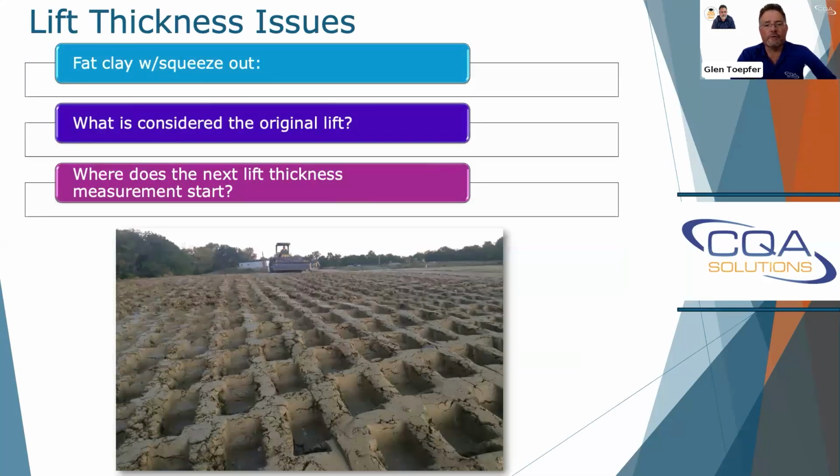Lift thickness, some other issues to think about. Fat clay with squeeze out here. What is considered the original lift? Where does the next lift measurement start? Those things all need to be worked out ahead of time with a contractor. They should be in the test report, test pad report, or something like that too, because you start getting a bunch of these lifts where you have this excess material on it, and all of a sudden you're too thick, and you're not getting your proper compactive energy.